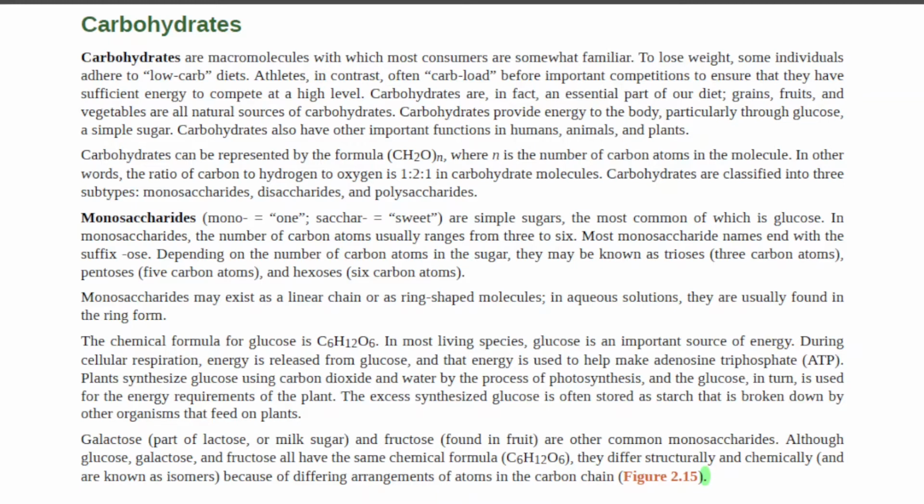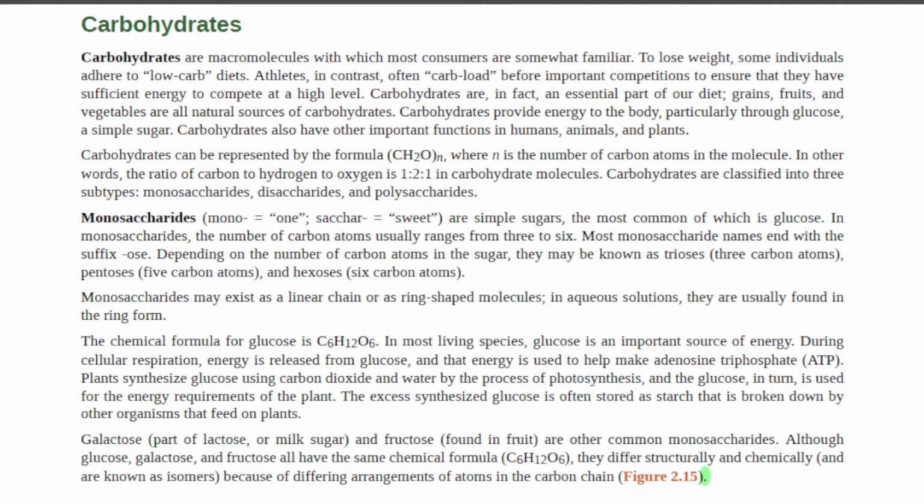Grains, fruits, and vegetables are all natural sources of carbohydrates. Carbohydrates provide energy to the body, particularly through glucose, a simple sugar. Carbohydrates also have other important functions in humans, animals, and plants. Carbohydrates can be represented by the formula CH2O subscript N, where N is the number of carbon atoms in the molecule.